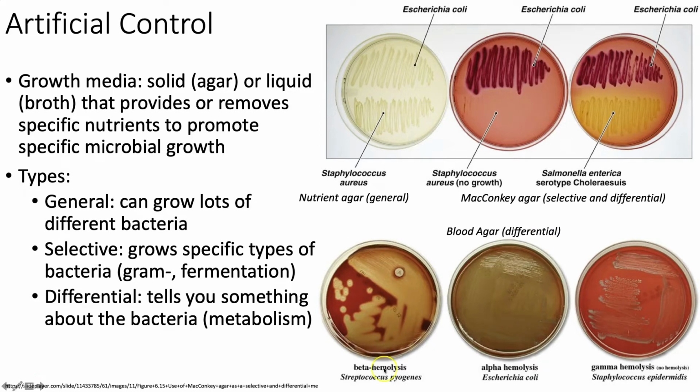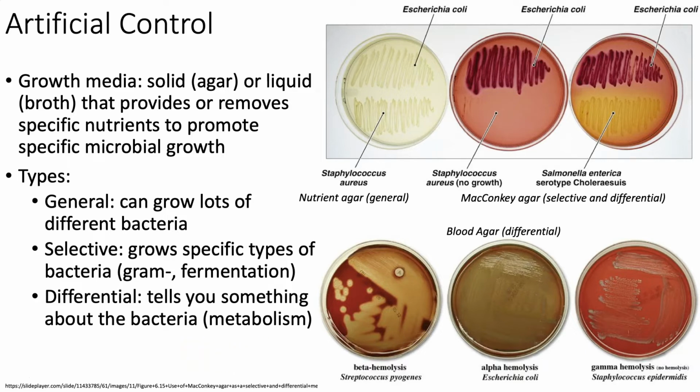coli and certain Streptococcus, so Strep pyogenes, will cause lots of disease. And you can see they're destroying all the red blood cells. The agar is supposed to look like this, but they're killing the red blood cells. But that's differential. It's telling you, okay, if the bacteria does this, that differentiates it from bacteria that don't do that.